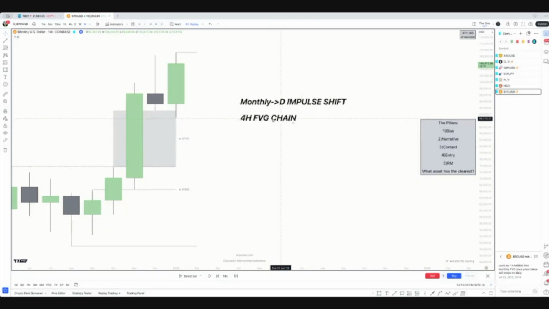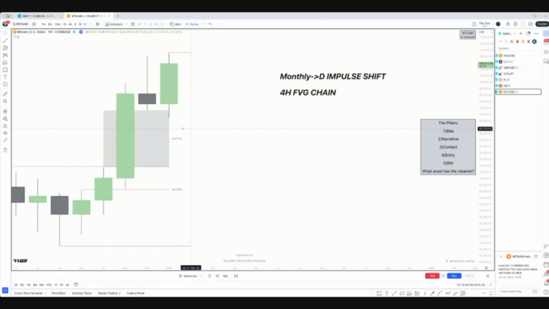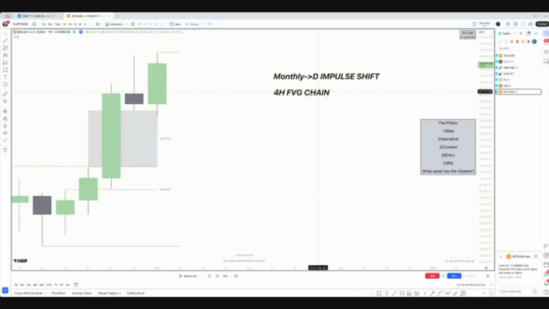Meaning, from this monthly gap, rather than waiting for the daily, you have another option. You can dive down into the 4-hour and wait for the 4-hour FVG chain. And all that is, is a fair value gap out of the monthly, which creates a new fair value gap, right? So pretend this is the monthly.